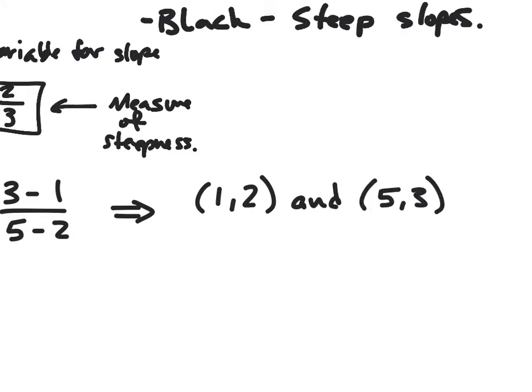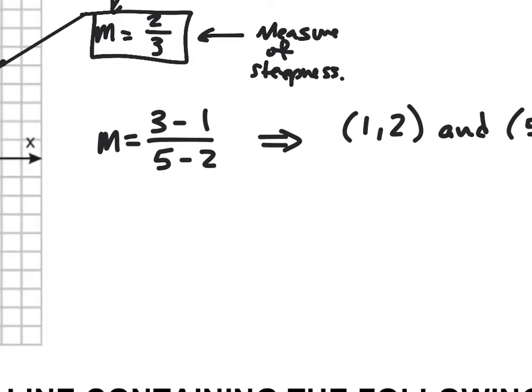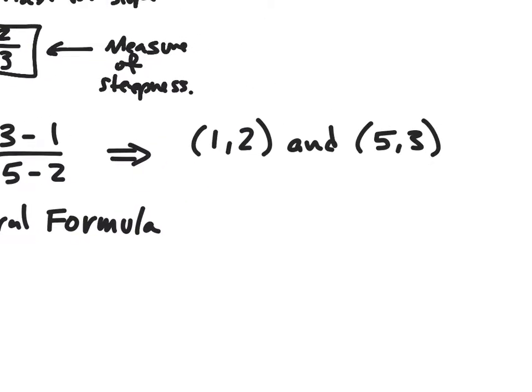All right. So now what I want to do is come up with a general formula to calculate the slope, okay? What I realize here is that this is really an x value and a y value from 1 and 2. And the same thing with 5 and 3. This is an x value and this is a y value.